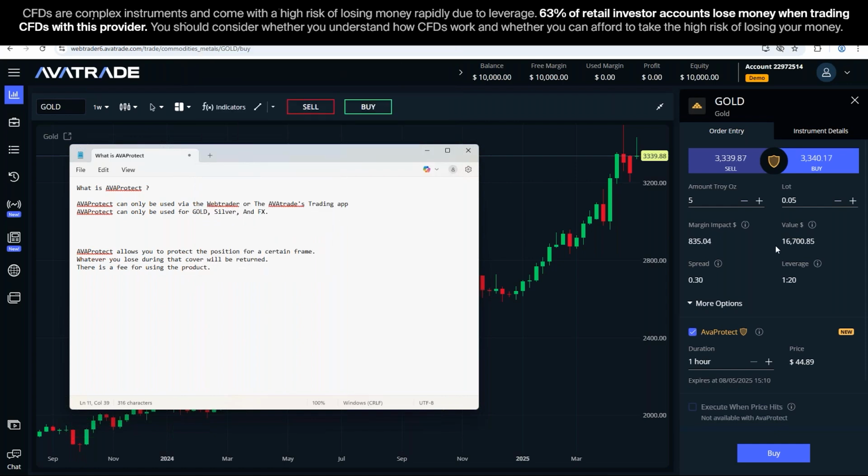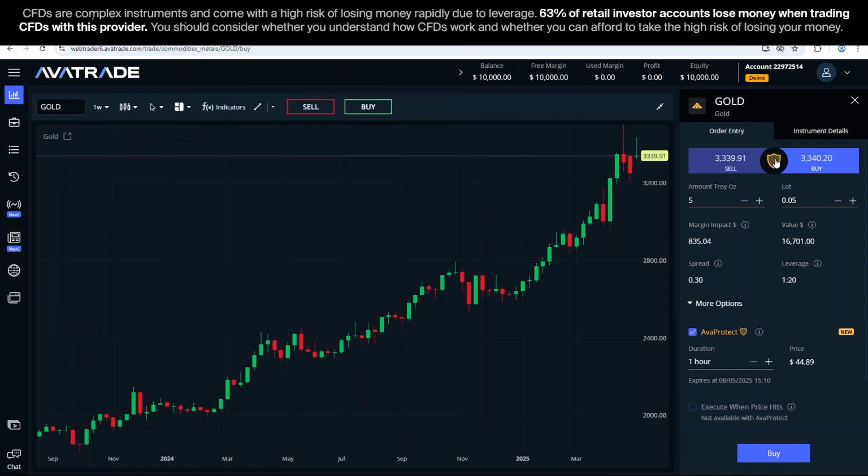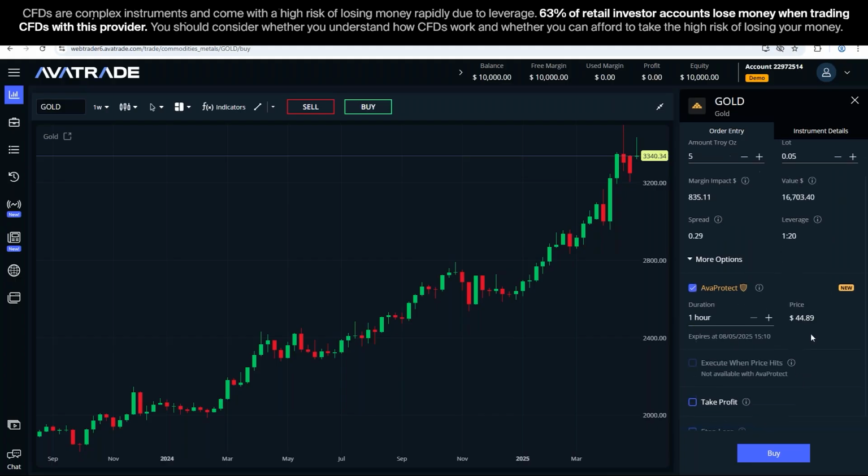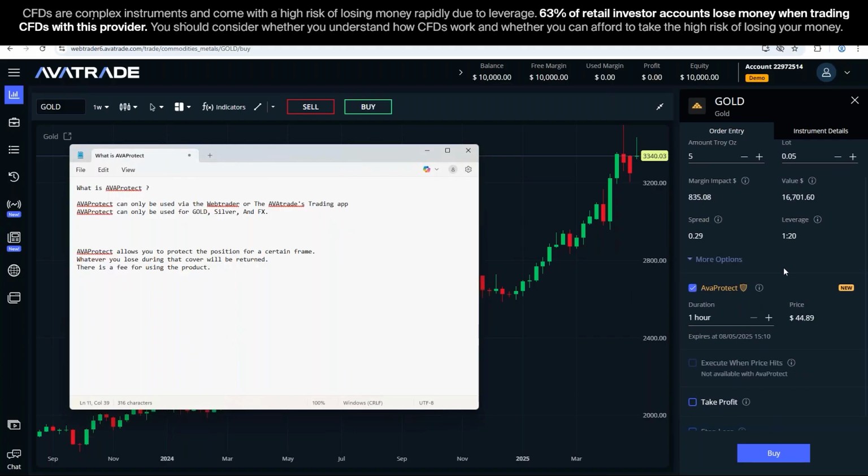That means that I can just as easily click on the golden shield again and unselect the box here, and then the product is not going to be used and no fee will be paid. The fee is displayed in here. Okay, but just a moment. What this product is even doing, it allows you to protect the position for a certain time frame. Okay, protect it from what? Protect it if it goes against us.